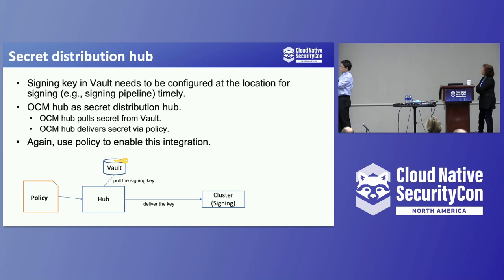This is a proposed approach to use the vault connected to the hub cluster. The signing key is stored in the vault. Then by using the policy mechanism, the key is delivered through the hub, but this delivery is done by encryption. So the key is securely delivered to the target cluster. By using this, the key is not stored in this cluster directly, and there is no need to manage a direct connection between the vault and the cluster. So the hub can be a kind of secret distribution hub for distributing secrets, like the signing key, to the target cluster. For this, we use the policy mechanism.